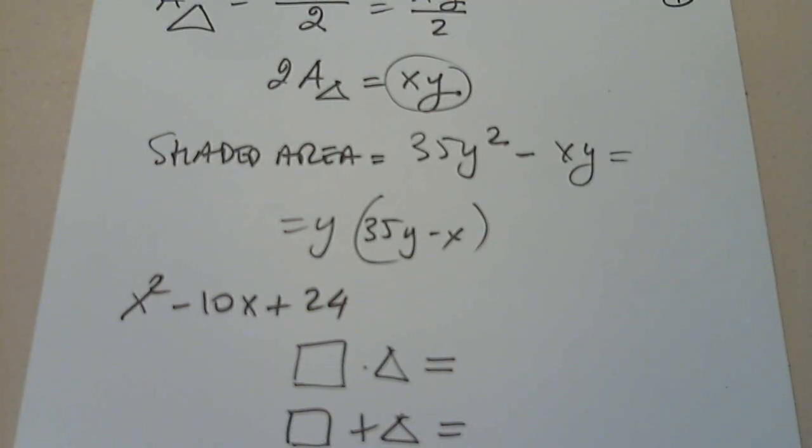Negative 12 times 2? Right, but let's identify them. Correct. Let's identify for everyone to see them. So what do I write? Where does the product come from and where does the sum come from?